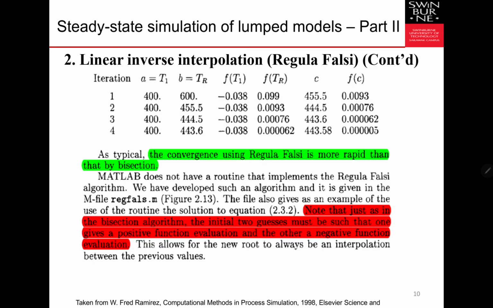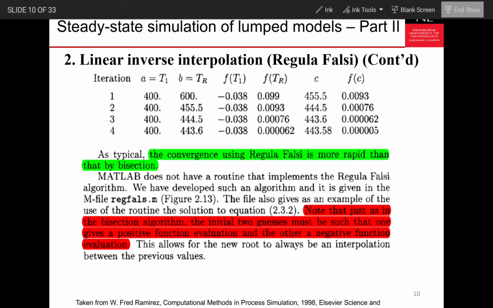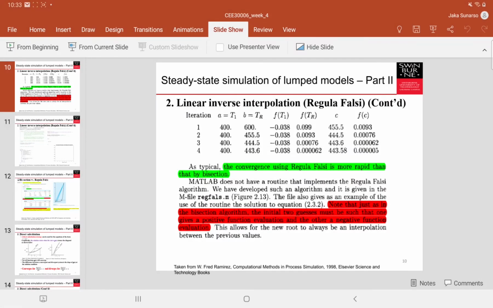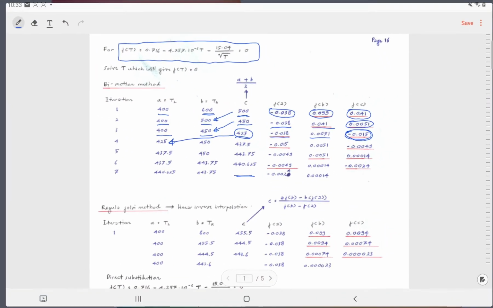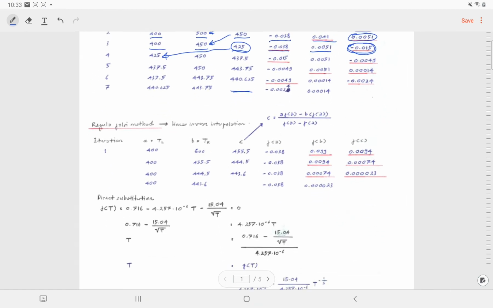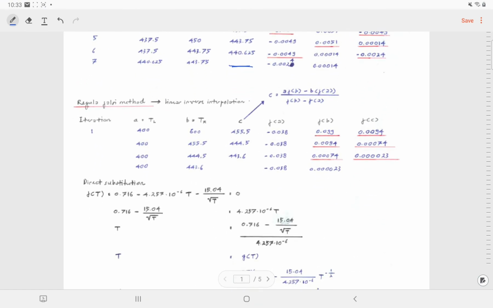Then we use the same way, except that the way we find C is different from the regula falsi. Let me show you in the notes here. If you see at the bottom side of this one, you start with the two initial guesses. They have to have different function values, this one and this one. And then for C here, instead of dividing by 2, you need to use this formula to calculate.